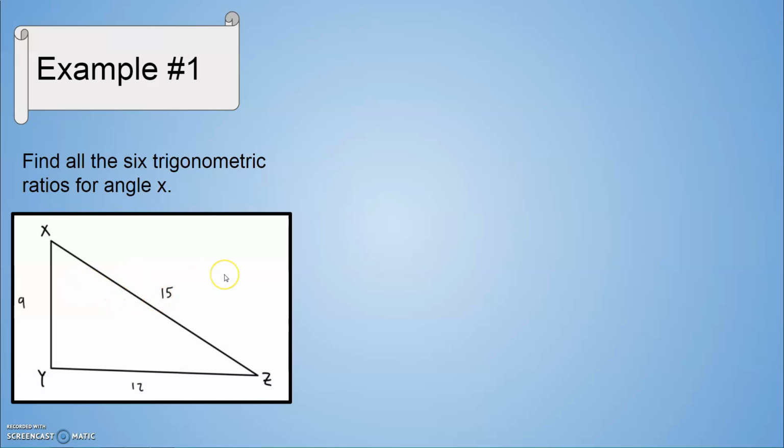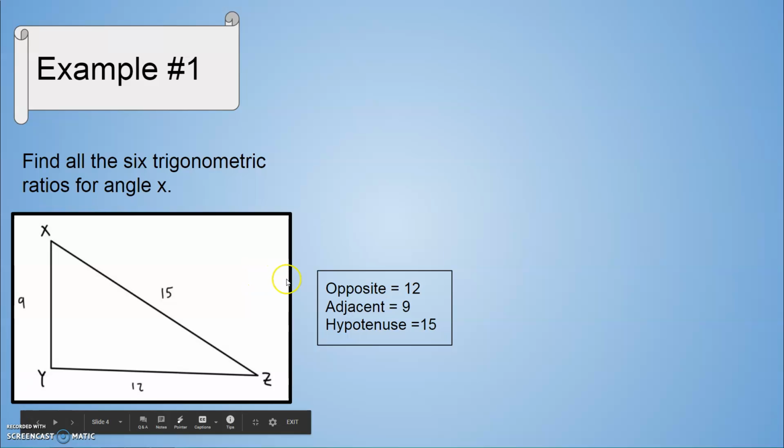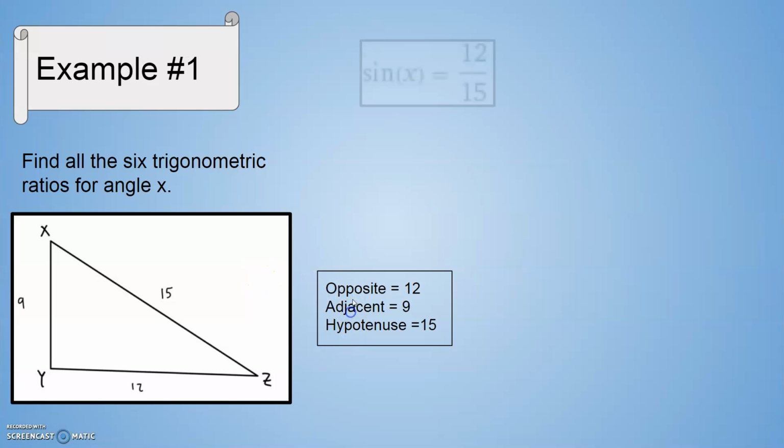First, we must determine the opposite, adjacent, and hypotenuse. For angle x, the opposite is 12, the adjacent is 9, and the hypotenuse is 15. Next, we must find sine, which is opposite over hypotenuse, which is 12 over 15. Then we apply the reciprocal, which is 15 over 12, to find cosecant.